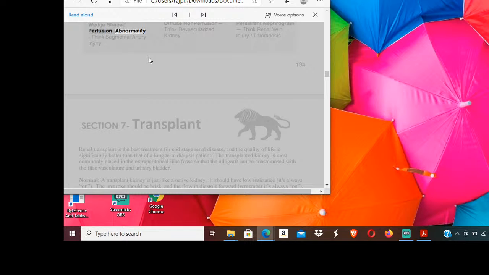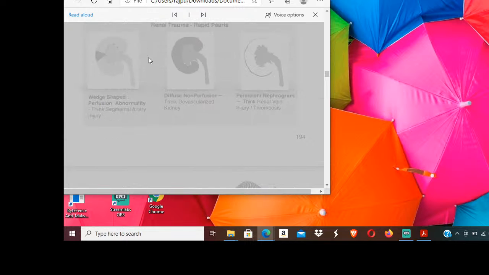Wedge-shaped perfusion abnormality, think segmental artery injury. Renal trauma, rapid pearls. Diffuse non-perfusion, think devascularized kidney. Persistent nephrogram, think renal vein injury, thrombosis.